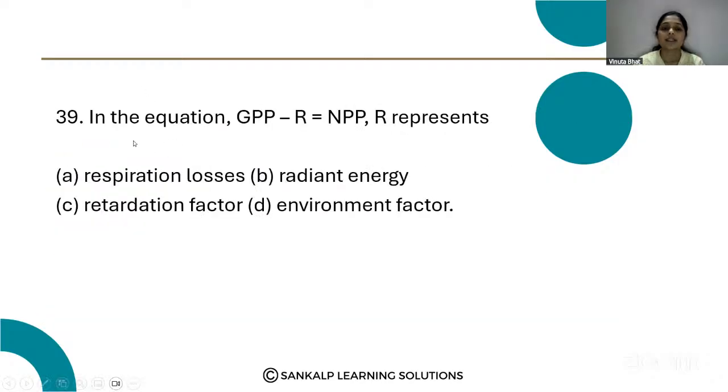Next question. In the equation GPP minus R is equal to NPP, R represents what? Respiratory loss, radiant energy, retardation factor, environment factor. Here R means the respiratory loss. Option A, respiratory loss, is the correct answer. Yes, option A is the correct answer for the 39th question.